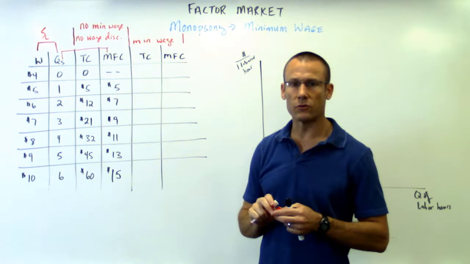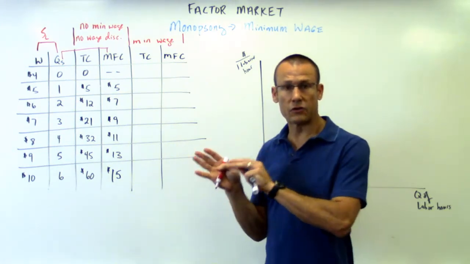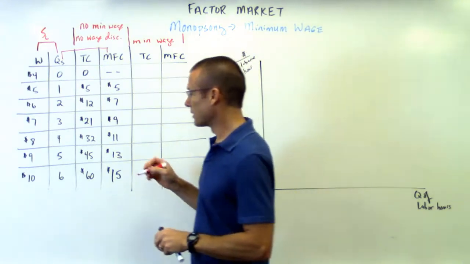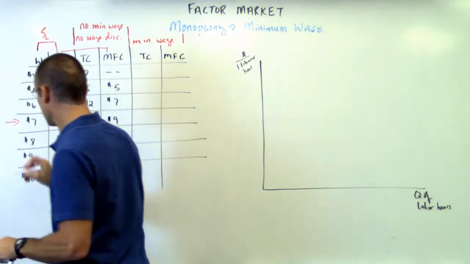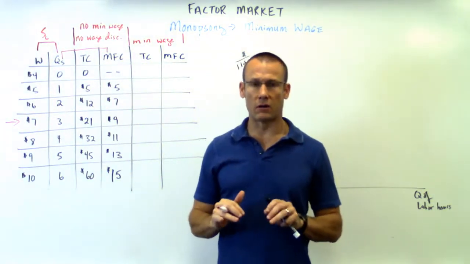But then we decide to do something. We decide to put in a minimum wage, okay? A wage that has to be paid. You have to at least pay this minimum wage. And we're going to say it's $7, okay? So at $7, we can't pay lower than $7.